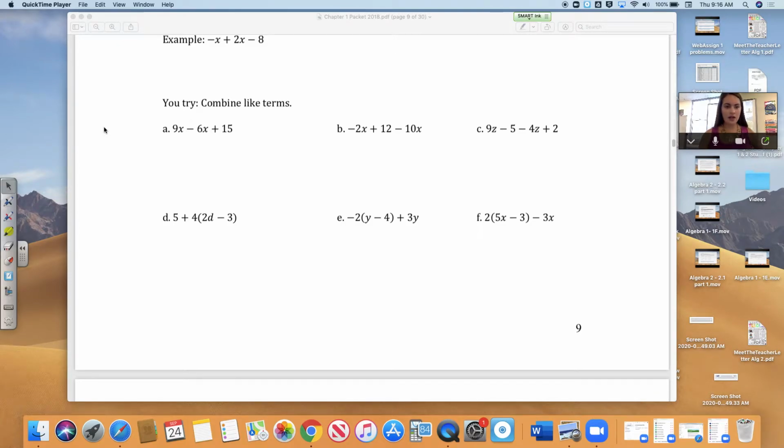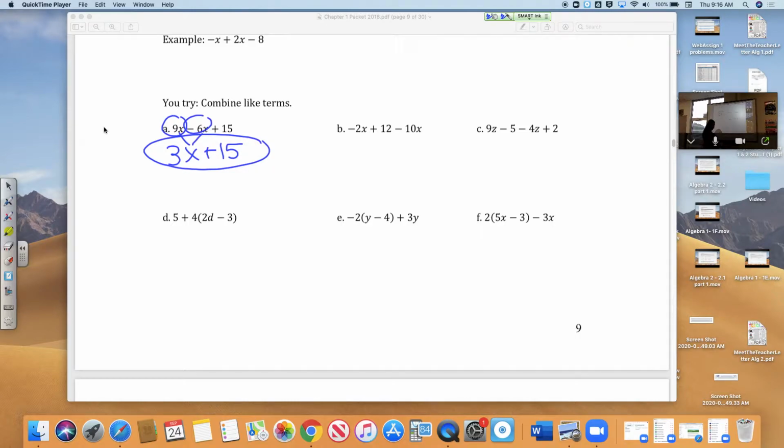All right, if I did not have time to go over the answers in class for these 6 problems, let me quickly go over them now. So for the first one, combining like terms, 9x minus 6x together combines to be 3x. So this is 3x plus 15 as the final answer there.